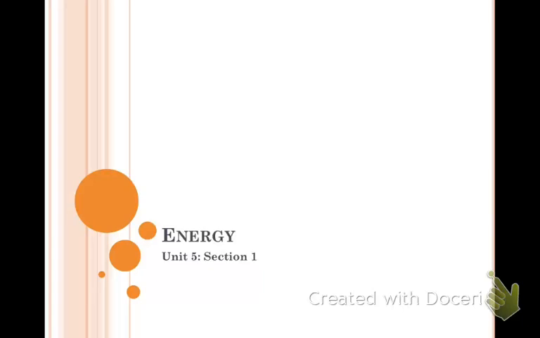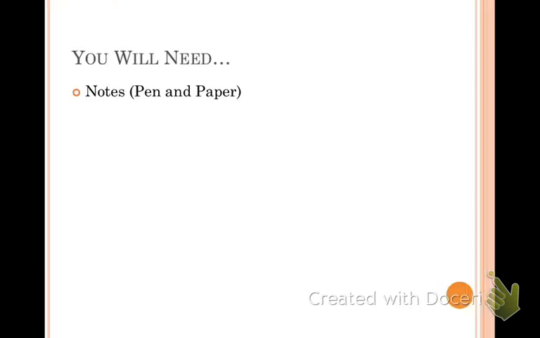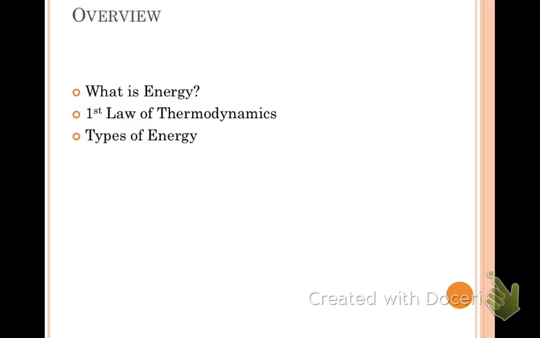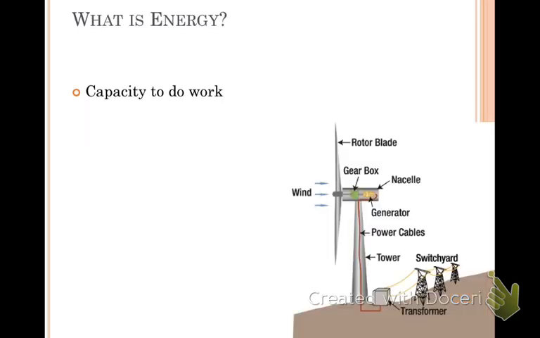Guys, welcome to Unit 5. Unit 5 is all about energy, how we can control energy, measure it, and manipulate it. So we actually need to figure out what energy actually is. So you'll need your notes, your pen and paper for this. We'll go through what energy is, the first law of thermodynamics, and different types of energy.